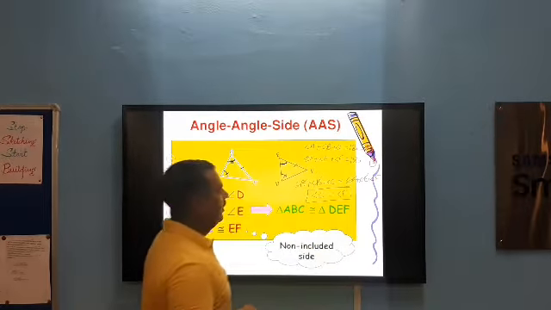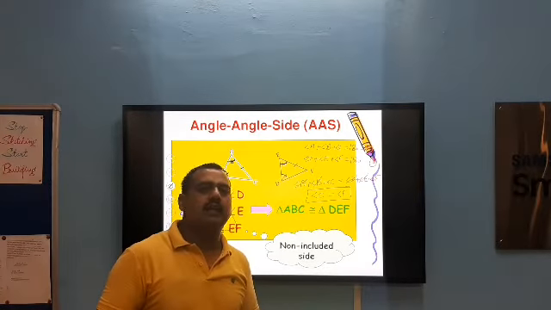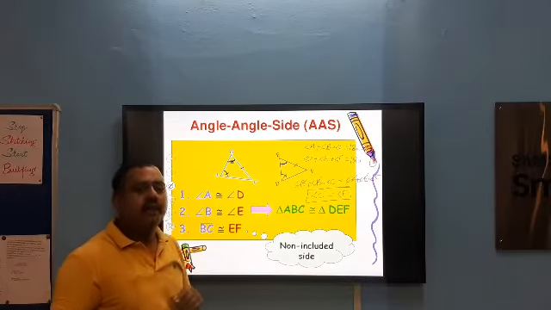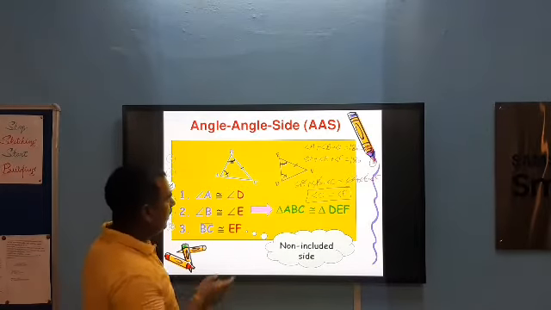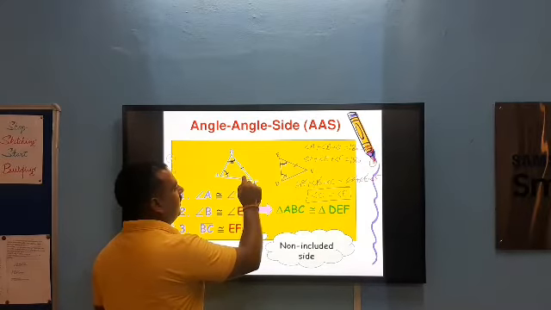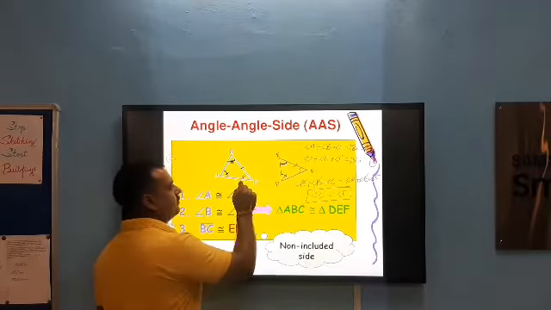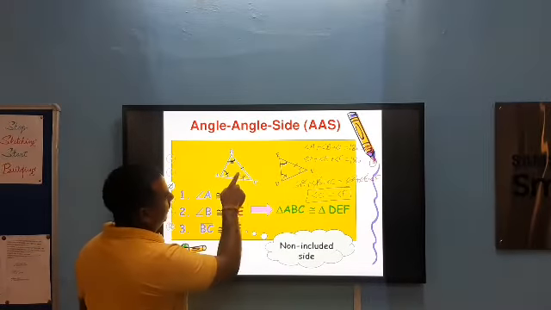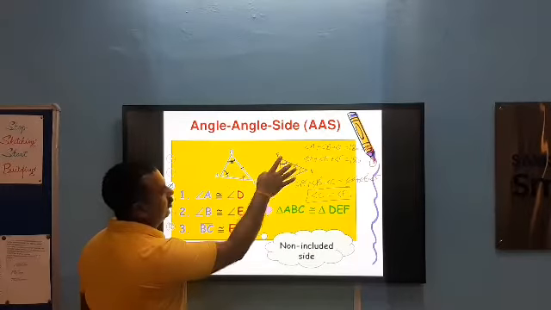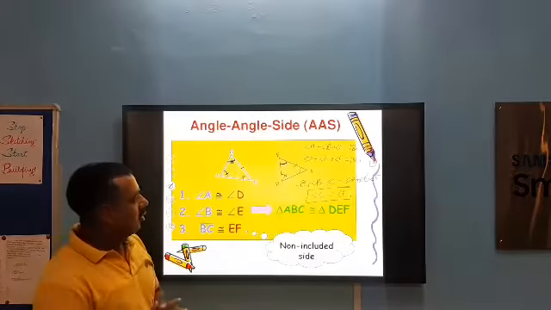It means in any triangle, if we have two equal angles, then the third angle is also automatically equal. So in these two triangles, angle C is equal to angle F. So angle B is equal to angle E, angle C is equal to angle F, then BC is equal to EF, which becomes the included side.